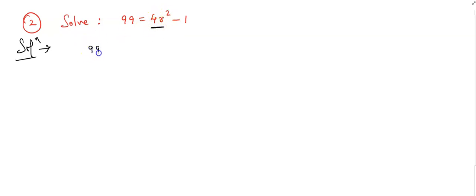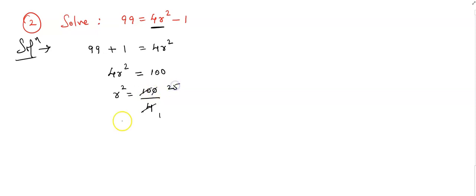Now what we do, 99 minus 1 comes this side, it becomes plus 1, that is equals to 4r square. Now we can take the RHS to LHS and LHS to RHS. You can shift. That is 4r square is equals to 99 plus 1 is 100. Now we have simplified the constant numbers, right? Now r square is equals to 100 divided by 4. 4 1s are 4, 4 2s are 8, remainder 2, 4 5s are 20. Now we can see r square is equals to 25.